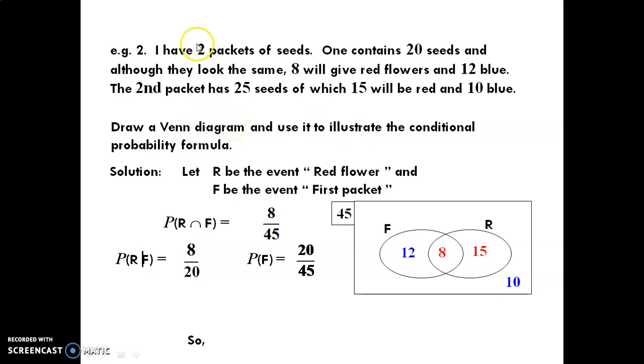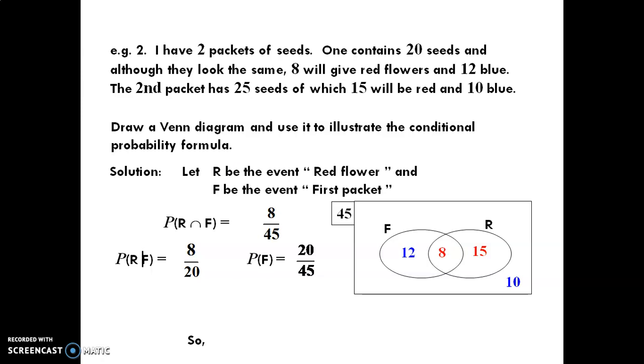So there are 2 packets of seeds. One packet contains 20 seeds, and although they look the same, 8 will give red flowers and 12 will give blue flowers. So in the first packet 20 seeds are there, out of which 12 will give blue flowers after planting, and 8 will give red flowers. In the second packet there are 25 seeds, out of which 15 will give red flowers and 10 will give blue flowers. Now they ask to draw a Venn diagram and use it to illustrate the conditional probability formula.